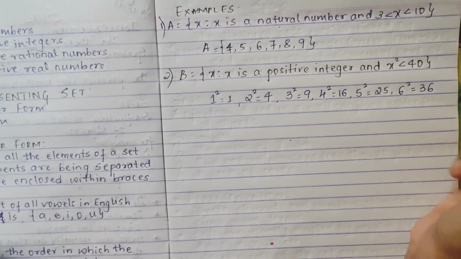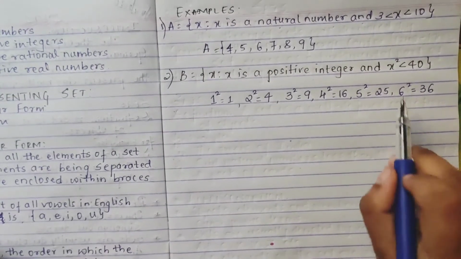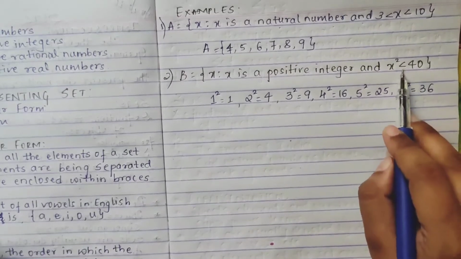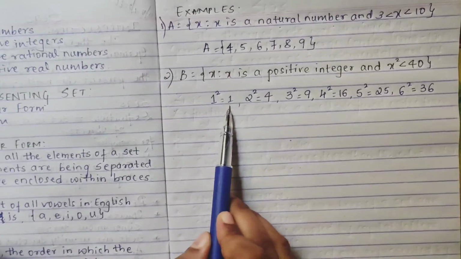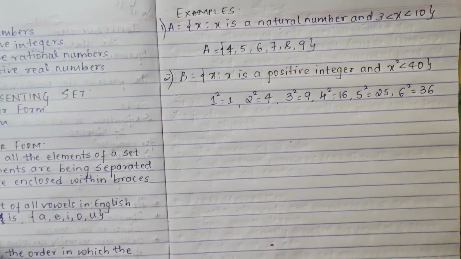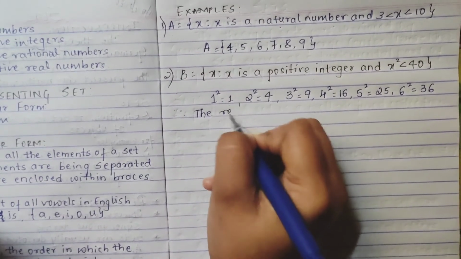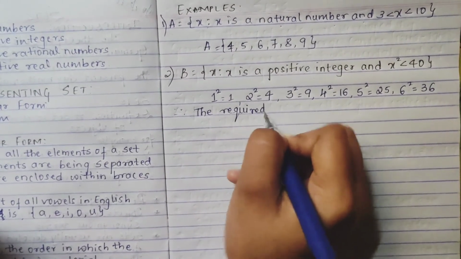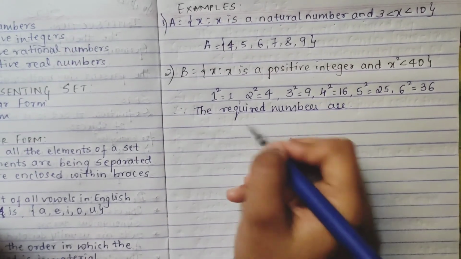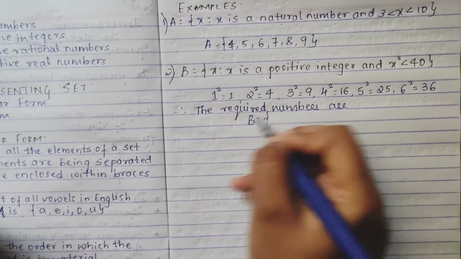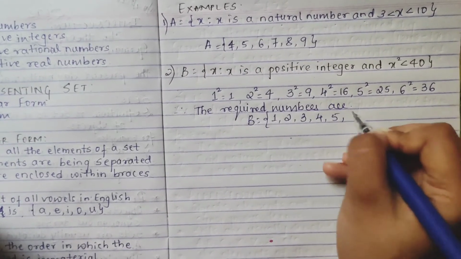7 square, if I take, will be 49 and I can't take 49. Why? Because here they are telling x square should be less than 40. So my numbers should start from 1 and end at 6. Therefore, the required numbers are, I can write it as B itself, 1, 2, 3, 4, 5, 6.